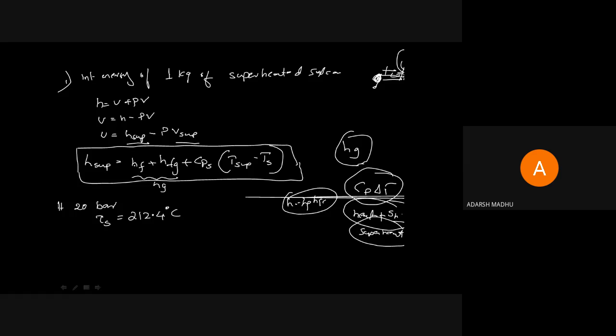And from the table, I want the HF value and HFG value. Okay, write down. HF value is 908.6 kilojoule per kilogram, right? And HFG value is 1888.6 kilojoule per kilogram. So these are the values we needed.